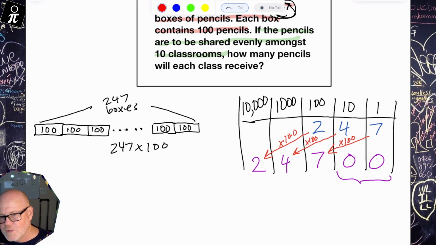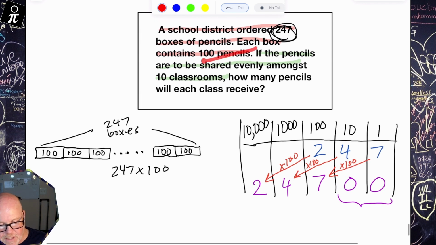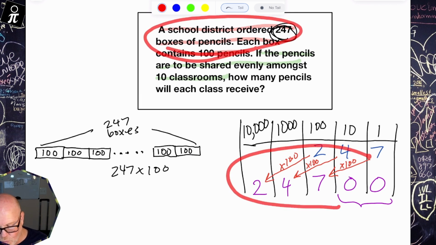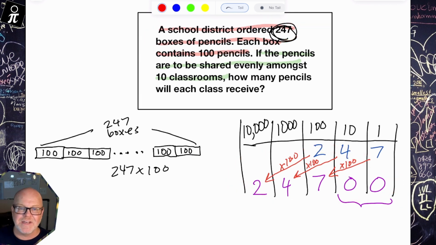So we don't move the decimal to the right. Rather, what we're really doing is moving the numbers to the left. And then we have to fill in any zeros as needed. All right, so that's the first part. We've done this red part right here, and we now know that we have 24,700 pencils all together. Now it says we need to share those evenly amongst 10 classrooms.